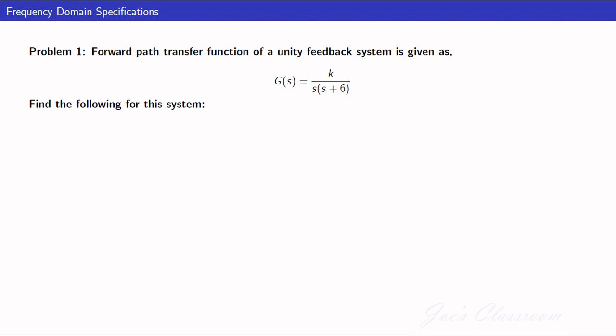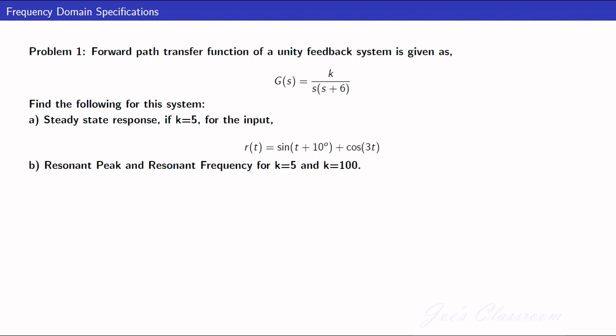In this problem, a closed loop unity feedback system is given and its forward path transfer function is also given. What we need to find is the steady state response for a sinusoidal input. If you look at this input, it has two components, and both are sinusoidal in nature. You have to find it for a gain K value of 5. The second and third divisions of the problem are to calculate the frequency domain specifications such as resonant frequency, resonant peak, and bandwidth, for two different values of gain, that is 5 and 100.